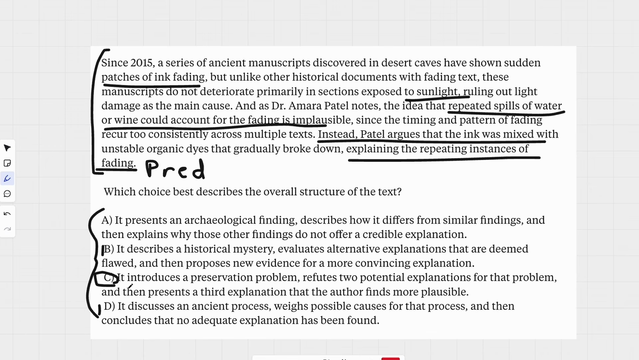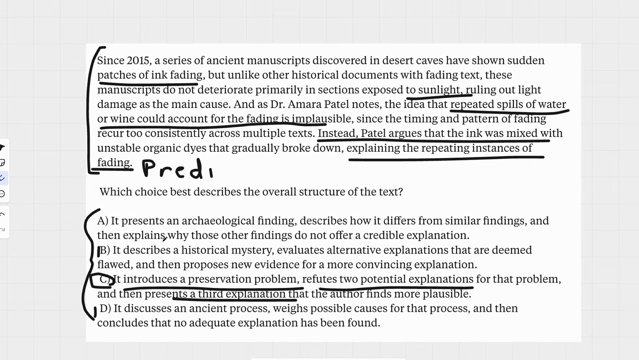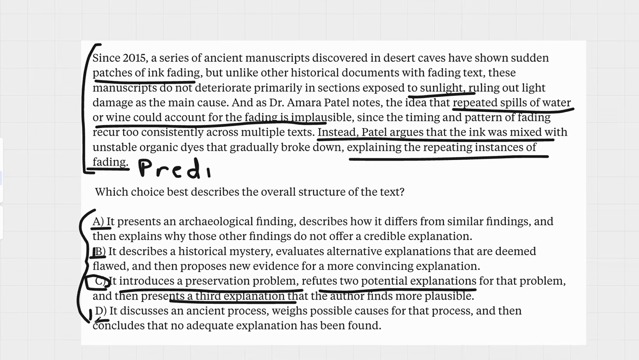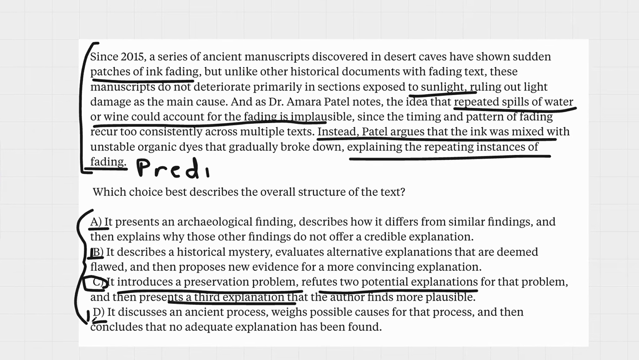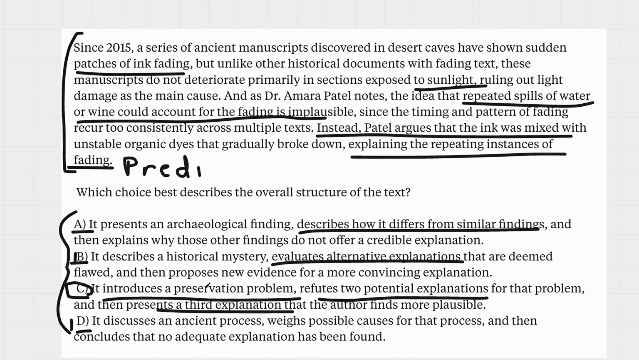It's going to be C. It introduces a preservation problem, refutes two potential explanations, and it presents a third explanation. But you see, if you did not go through that process of predicting before you looked at the answer choices, you could easily think it was A. Or you could even think that it was B. Or you could even think that that's D. Because all those kind of look correct, but only one specifically talks about what is being said in the passage itself in a way that makes sense.